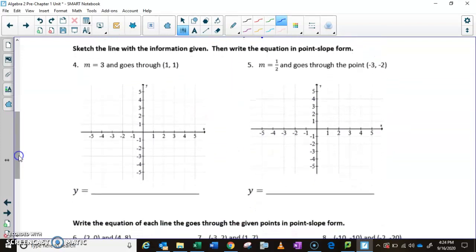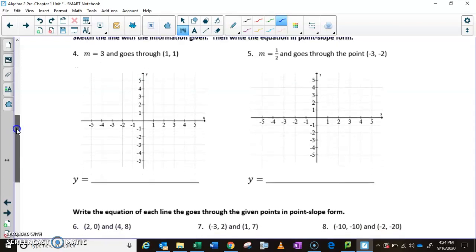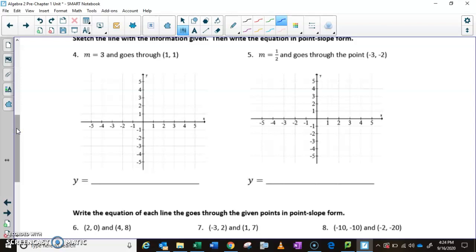We can sketch a line with the given information. So much easier than sketching from slope-intercept form. So then we're going to write the equation in point slope form. Begin with your point. So I'm going to sketch the point 1, 1 first.